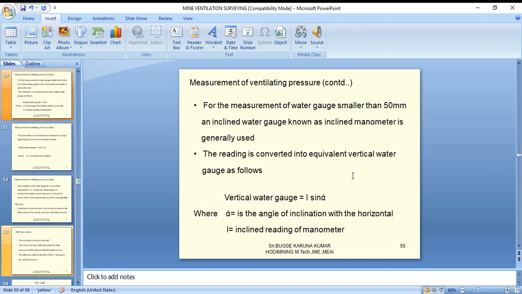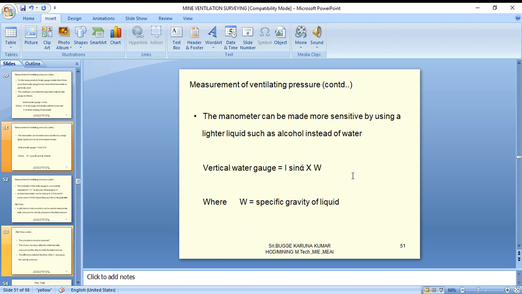Measurement of the ventilating pressures. For the measurement of water gauge smaller than 50 mm, an inclined water gauge known as an inclined manometer is generally used. The reading is converted into the equivalent vertical water gauge as follows: vertical water gauge equals L sin alpha, where alpha is the angle of inclination to the horizontal and L is the inclined reading of the manometer.